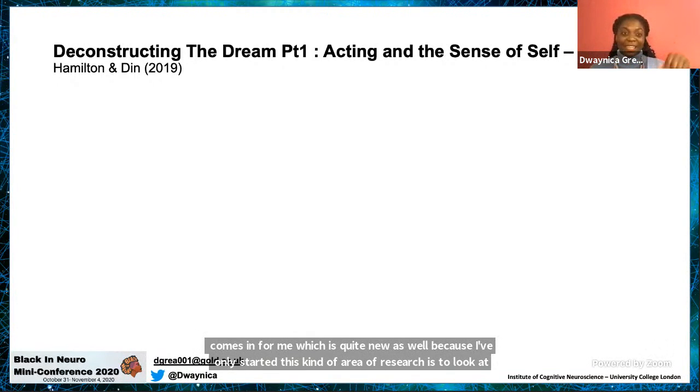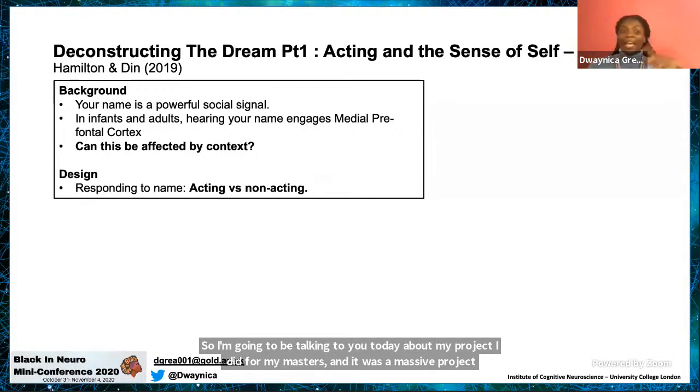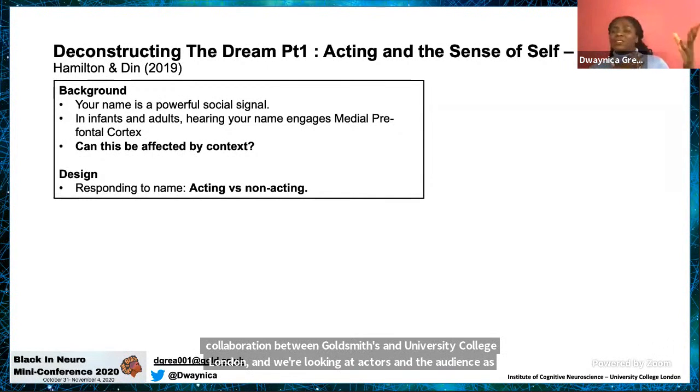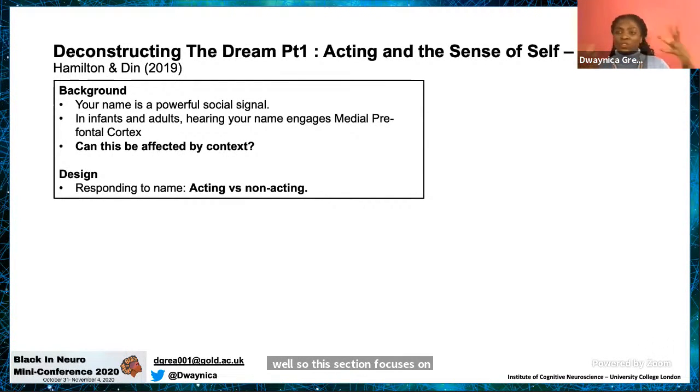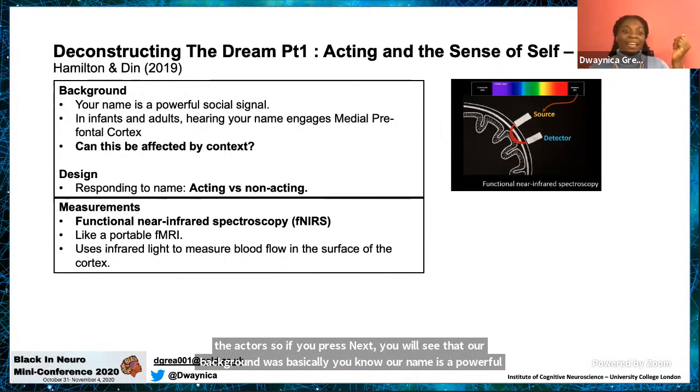If you press next, you will see that our background was basically that our name is a powerful social signal, and in infants and adults, hearing your name engages the medial prefrontal cortex. But can this be affected by context? And by context, we basically meant acting versus non-acting. If actors respond to their name, what does it elicit in the brain when you're in character and when you're outside of character? To do this, we used fNIRS, which is, in the simplest way, the portable fMRI, and it uses infrared light to measure blood flow in the surface of the cortex.